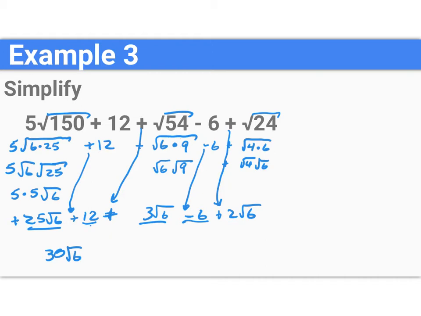6 minus 12, let's put a circle around it to differentiate it from the roots, becomes 6. And even though this is root 6 and this is 6, they are not the same number, so you can't add them until the square root of 6 is simplified. So that was our third example.